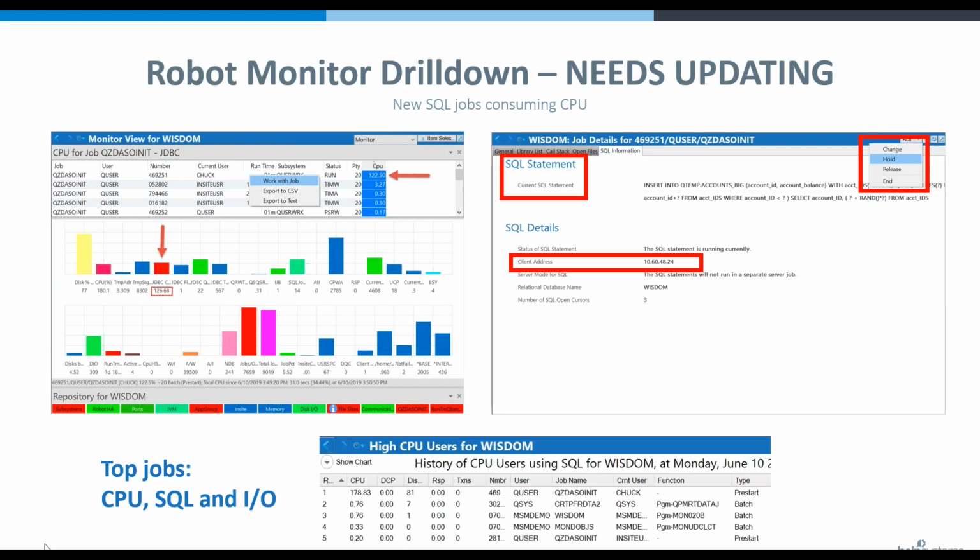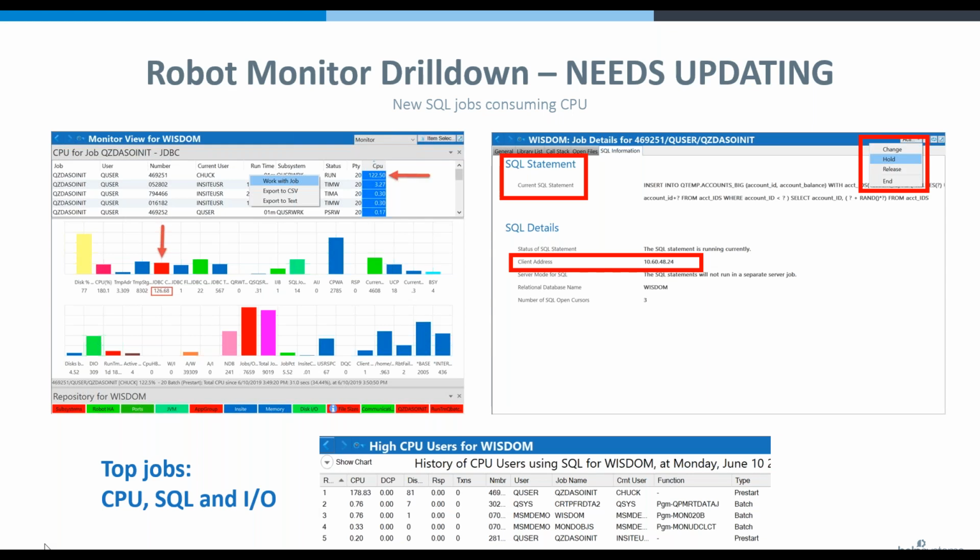All right, so it might look something like this. In the upper left-hand corner, you'll see a list of those jobs that constitute the JDBC workload. QZDASOINIT, our favorite job around. With a right click, I can simply work with that job, and I get to the work job information, kind of the same kind of thing you might see in the green screen if you could find it quick enough.